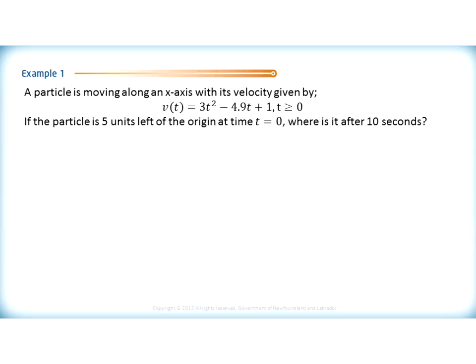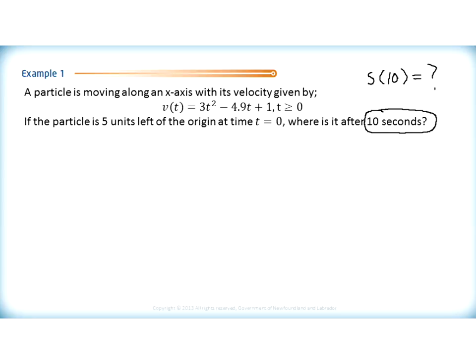Okay, so what we have to do now is look at a particle moving along an x-axis. So that's the typical situation that we get with these. And its velocity is given by an equation. If the particle is 5 units left of the origin at time t equals 0, where is it after 10 seconds? So there's some extra information given here. This is the question. We want to know where is it after 10 seconds. So our ultimate goal here is defined. What is s of 10?